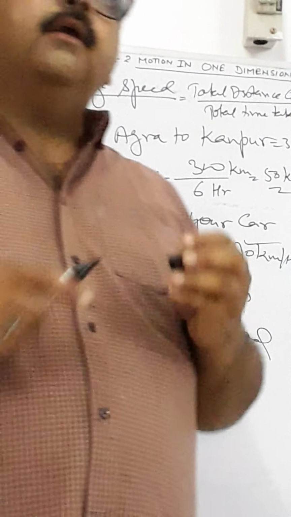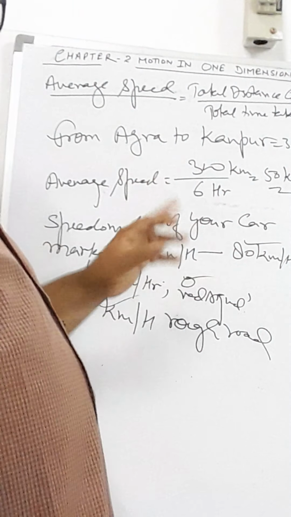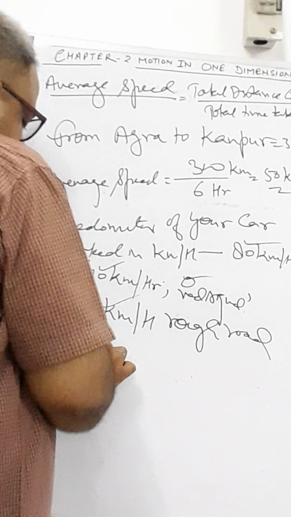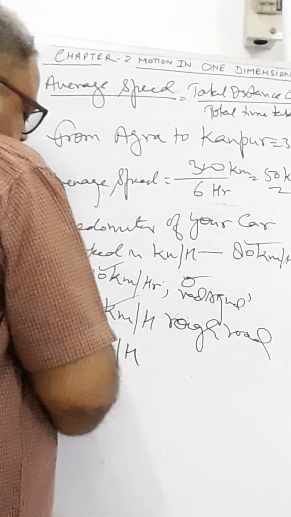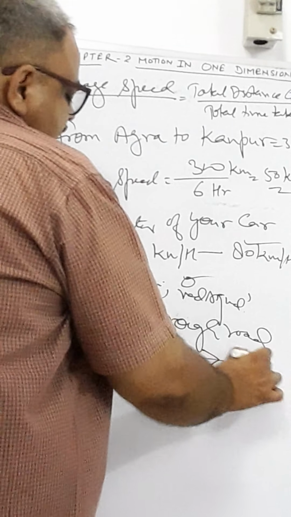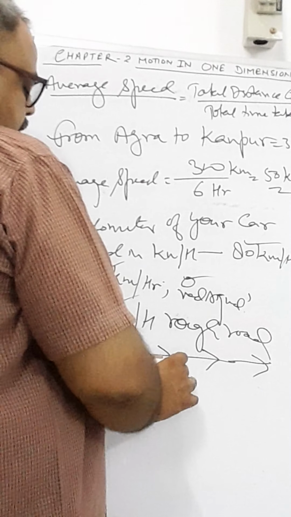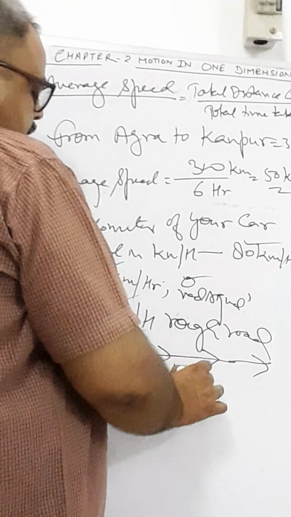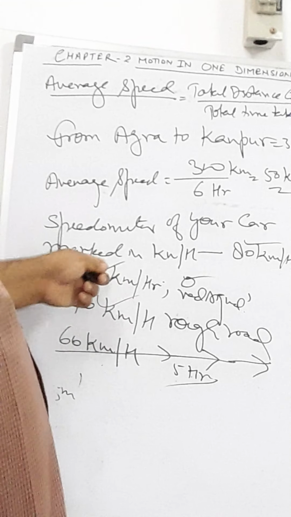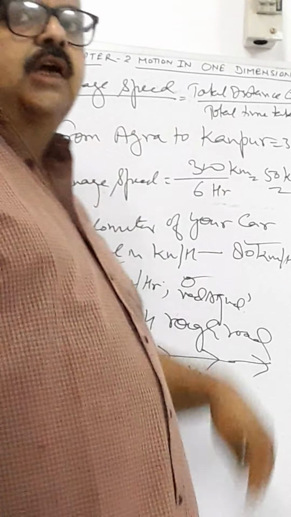If the car is moving continuously at 60 km per hour, without fail, on an open road with no red signal, it will reach in 5 hours. But that is for uniform speed; here the speed is variable. Average speed we calculate as how much distance travelled upon how much time is taken.